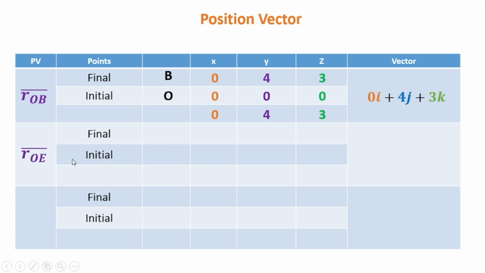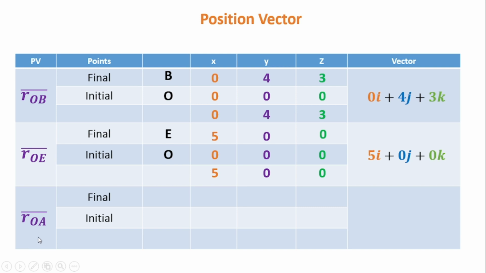Next position vector is ROE. Final point is E, initial point is O. So coordinates of E are 5, 0, 0 and coordinates of point O are 0, 0, 0. First row minus second row: 5 minus 0 is 5, 0 minus 0 is 0 and 0 minus 0 is 0. So the position vector here is 5i plus 0j plus 0k.